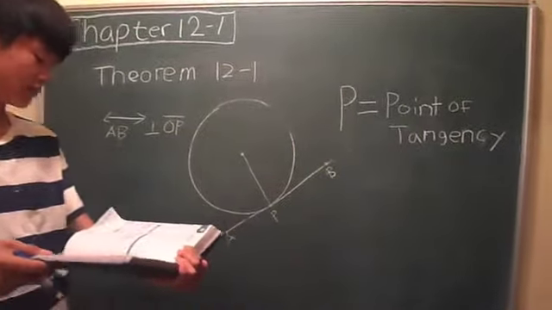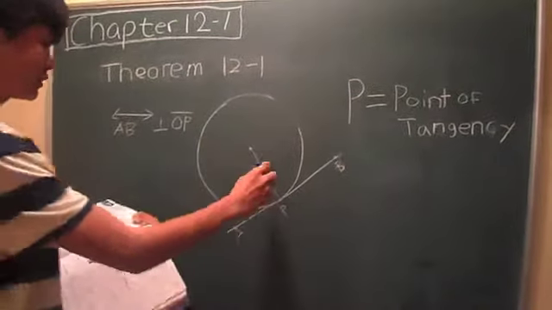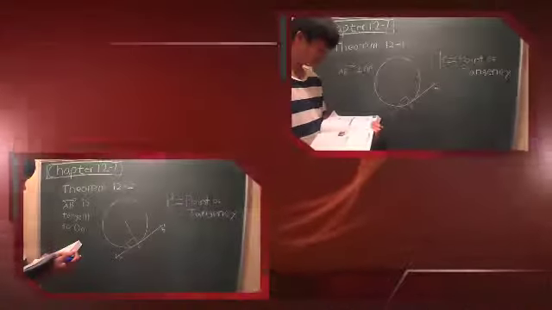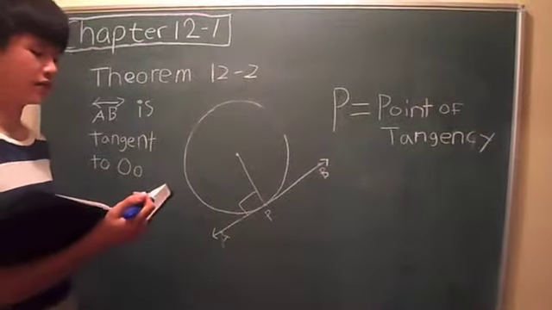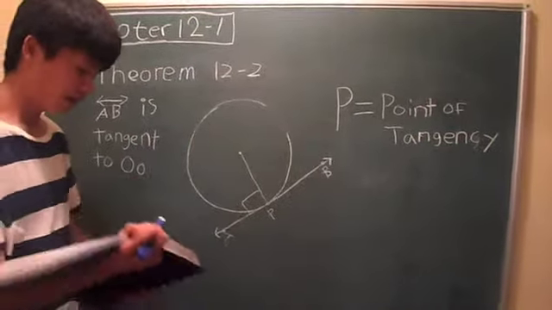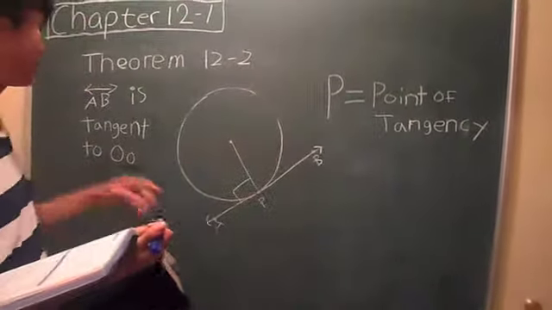Theorem 12.1 says if a line is tangent to a circle, then the line is perpendicular to the radius drawn to the point of tangency. Theorem 12.2 says if a line in the plane of a circle is perpendicular to the radius at its endpoint on the circle, then the line is tangent to the circle.